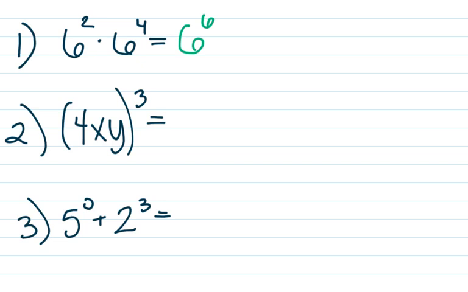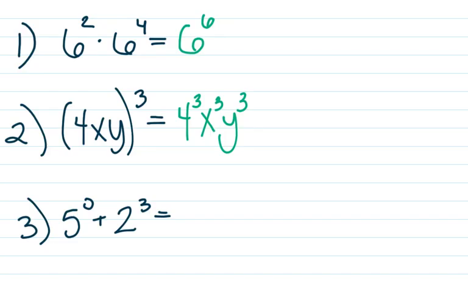Okay? The next one, what you're doing is you're taking that 3, that's your exponent, and you're applying it to everything inside. So that means you're going to have 4 to the 3rd power, x to the 3rd power, y to the 3rd power. Okay? Now you could technically do 4 to the 3rd power. That's 4 times 4, which is 16, times another 4. But I did not ask you to do that, so you can just leave it right here. I didn't say solve it, just simplify it.